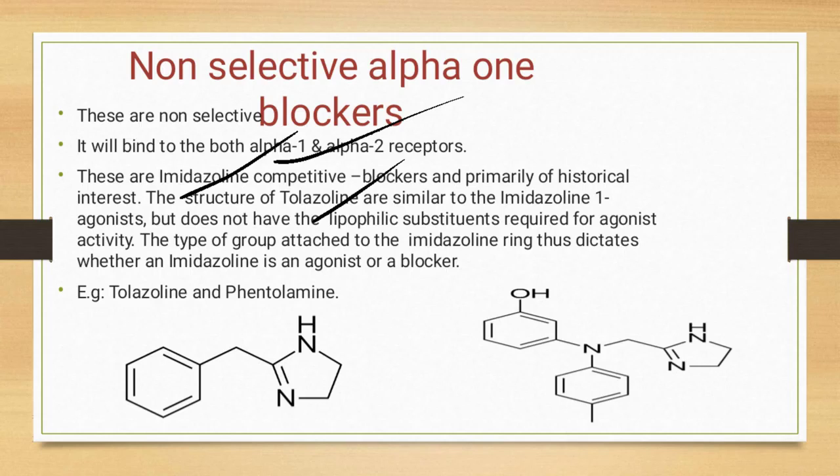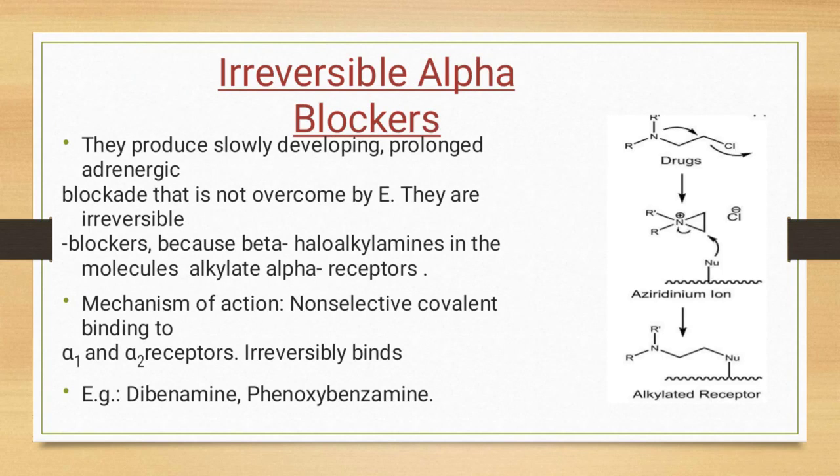So if the lipophilic part is present in the structure, then this lipophilic part leads to agonist activity. But here there is an absence of a lipophilic part in this imidazole ring. So instead of becoming an alpha agonist, it becomes an alpha antagonist.